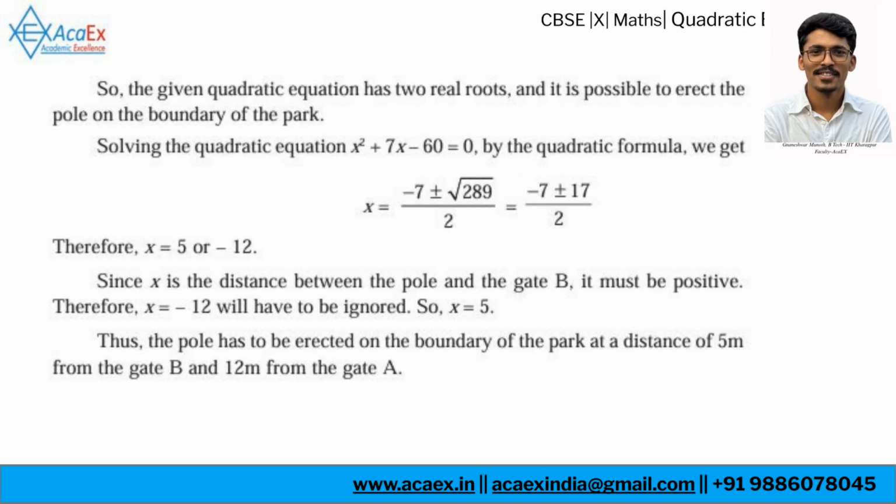Example 8 solution. Solving the equation x squared plus 7x minus 60 equals 0 using the quadratic formula gives x equals negative 7 plus or minus the square root of 289, all divided by 2. This gives two solutions, x equals 5 or x equals negative 12. Since distance must be positive, we ignore the negative solution. So, x equals 5. The pole should be erected 5 meters from gate B and 12 meters from gate A.